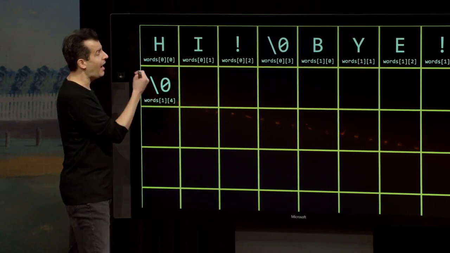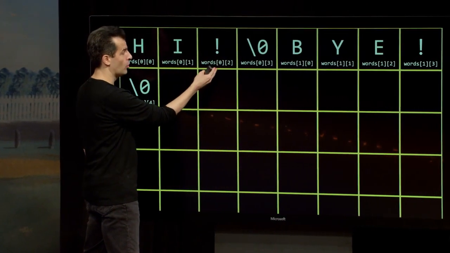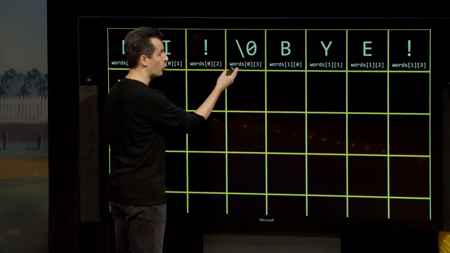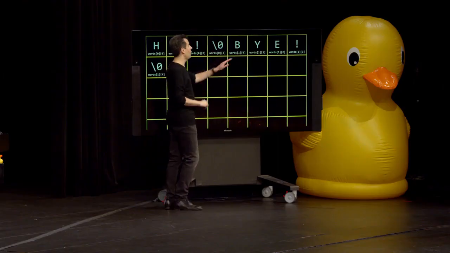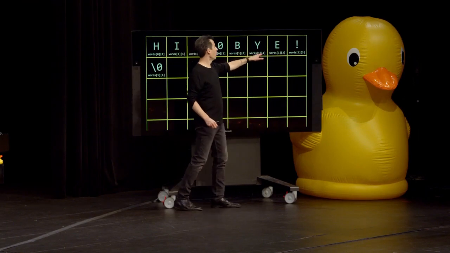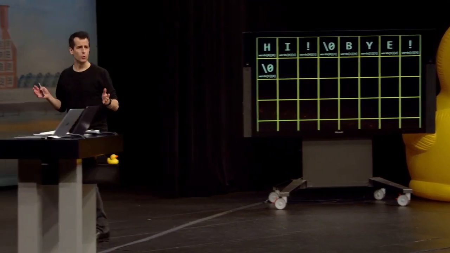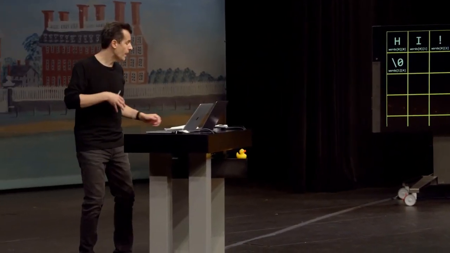So now the i is at words bracket 0 bracket 1. The exclamation point is at words bracket 0 bracket 2. And the null character is at words bracket 0 bracket 3. Meanwhile, the b is at words bracket 1 bracket 0. 1, 1, 1, 2, 1, 3, 1, 4. So it's almost kind of like a coordinate system, if you will. It's a 2-dimensional array or an array of arrays. So this is only to say that if we wanted to think of arrays of strings as individual characters, we can. We have that expressiveness now too in code.